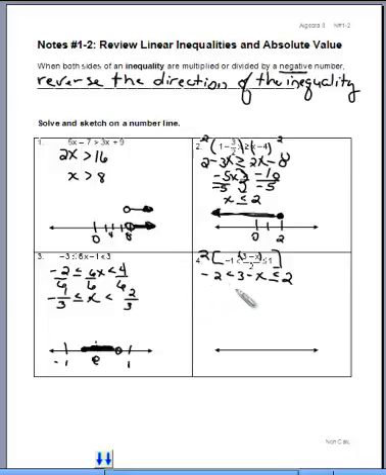Alright, now we want to leave our variable, x, by itself in the middle, so we're going to subtract 3 on each side of the inequality. So this becomes negative 5 is less than negative x, which is less than or equal to negative 1. Now we have a negative x, we need a positive x, so we're going to divide everything by negative 1.